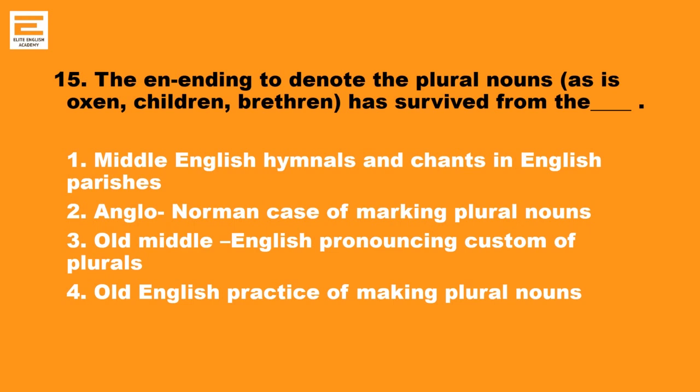In the history of English language, it comes in a very systematic manner. In the Old English period, there was no difference between singular and plural. They did not distinguish. Even gender formation was not there. Whereas in the Old Middle English period, in the early part of the Middle English period, they started using en for plurals. So the surviving words as mentioned here, oxen, child, children, brethren. So the option C, Old Middle English pronunciation custom of plurals.